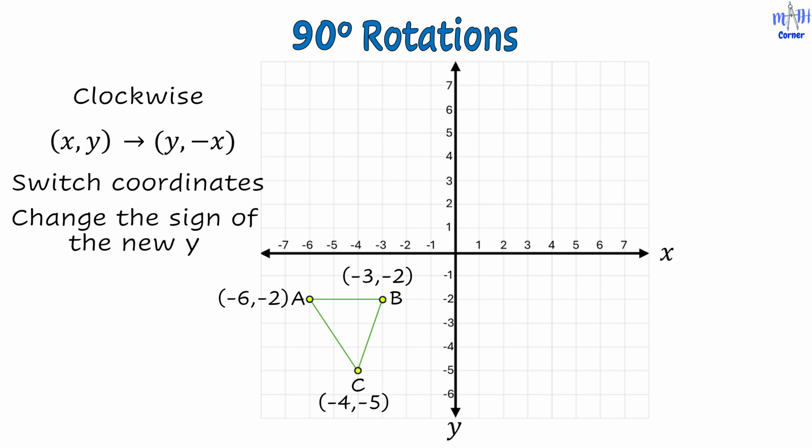Let's apply the rule. A is at (-6, -2). Switch the coordinates. So, it becomes (-2, -6). Change the sign of the new y. From -6, it becomes +6. That means A' is at (-2, 6). B' is at (-2, 3). C' is at (-5, 4). Connect the new points. That's the triangle, rotated 90 degrees clockwise.